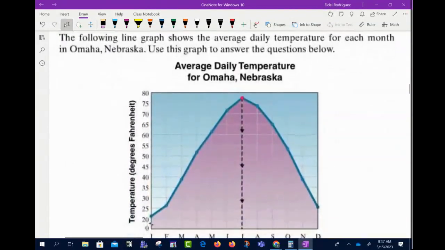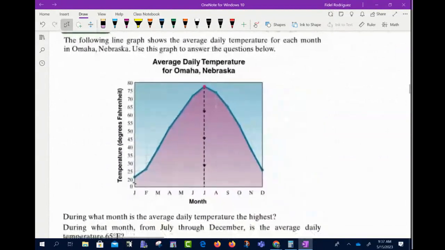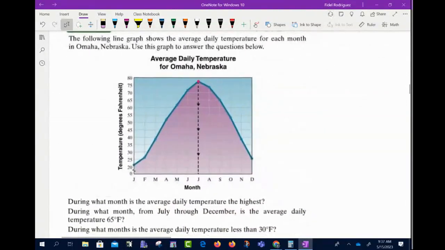Okay, so guys, I'm just going to keep working here, and it says the following line graph shows the average daily temperature for each month in Omaha, Nebraska. So you can see, y'all, what do you think this J F M A stands for? The months, right? January, February, March, April, so on and so forth. Okay, look at the first question. During what month is the average daily temperature the highest? What month would you say this is? That is July, right? That is July.